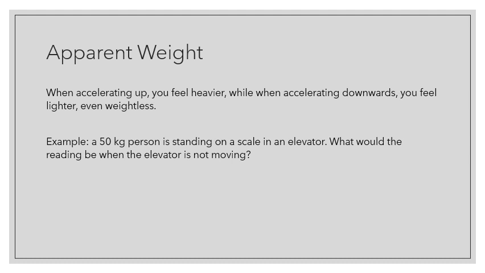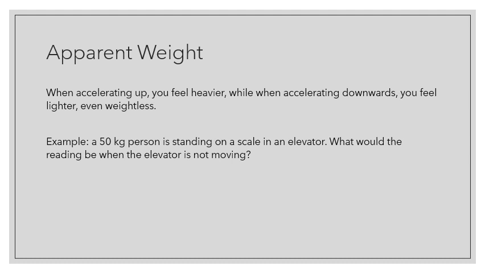So apparent weight is the weight of an object dependent on its acceleration. So when accelerating upwards, something will feel heavier, while accelerating downwards, something will feel lighter, even weightless possibly. So now we're going to go over an example to demonstrate this. A 50 kilogram person is standing on a scale in an elevator. What will the reading be when the elevator is not moving? The reading on the scale is actually the normal force of the object upon it.